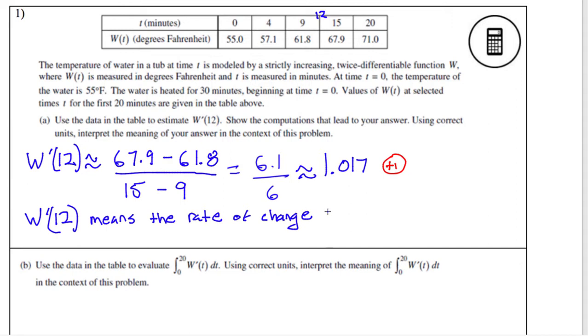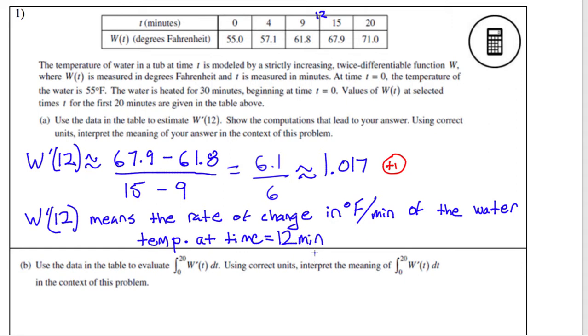And then we have to always include units, in degrees Fahrenheit per minute now, of the water temperature. I'm just going to abbreviate and say temp at time equal to 12. And that's going to be minutes, 12 minutes. Can I say T equals 12? At T equals 12, that is perfectly fine. In fact, that's probably a little bit quicker. And that's another point right there.